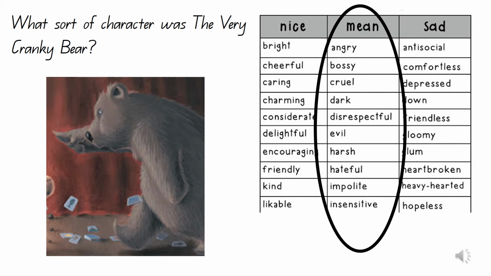So, what sort of character was the Very Cranky Bear at the beginning of the story? If we have a look at the picture of him, he looks like he's stomping his feet and pointing, and he has an angry look on his face. He looks like he's frowning at somebody and walking towards them. So, I might say that he looks angry, he could be being bossy, he could be being impolite to somebody. And I'm sure there are some other words that you could think of that could describe that character as well.